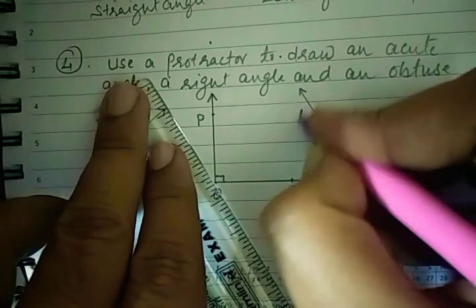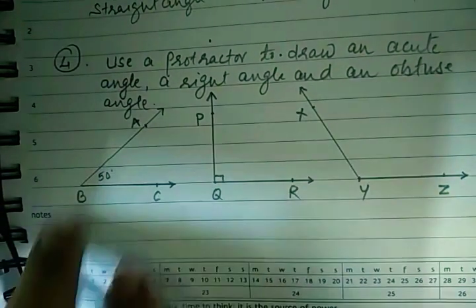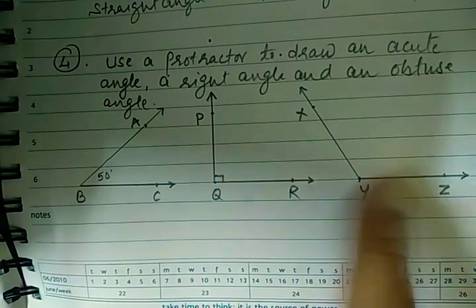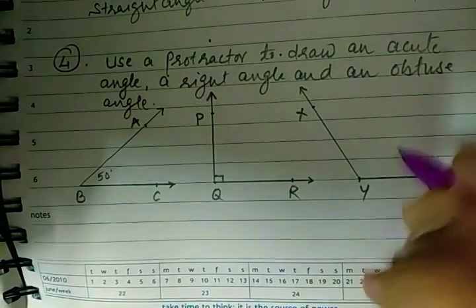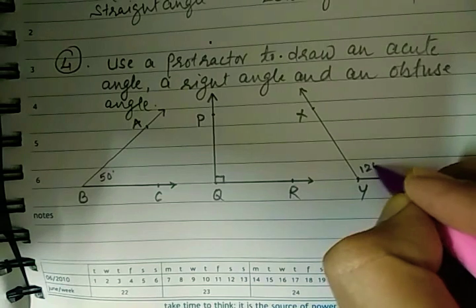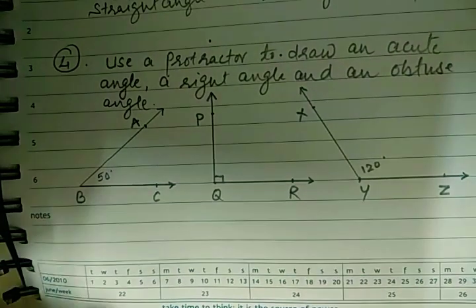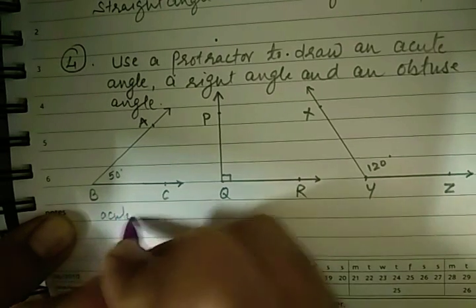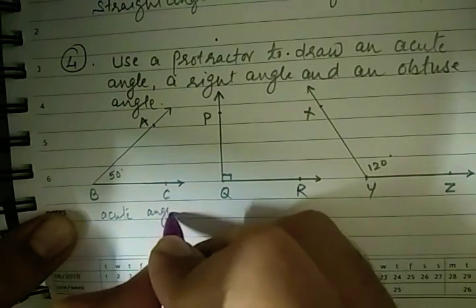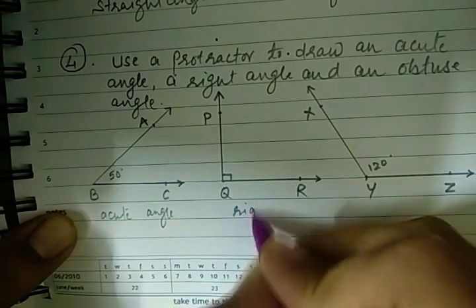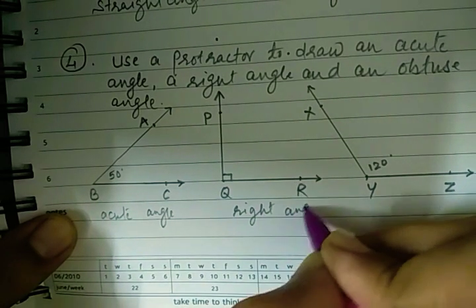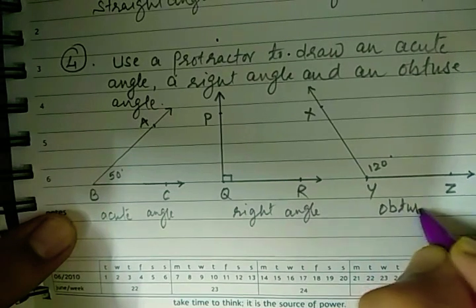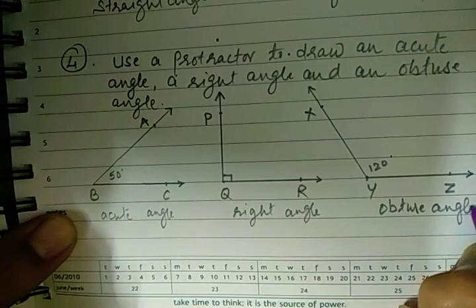And name the arm, that is XYZ. So acute angle, right angle and obtuse angle. Okay, I will write the measure over here, 120 degrees. So you can name it here: acute angle, right angle and obtuse angle. Okay.